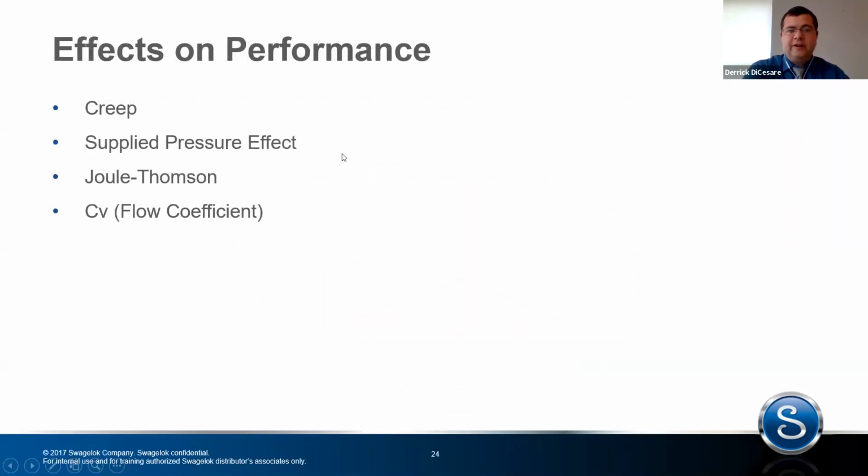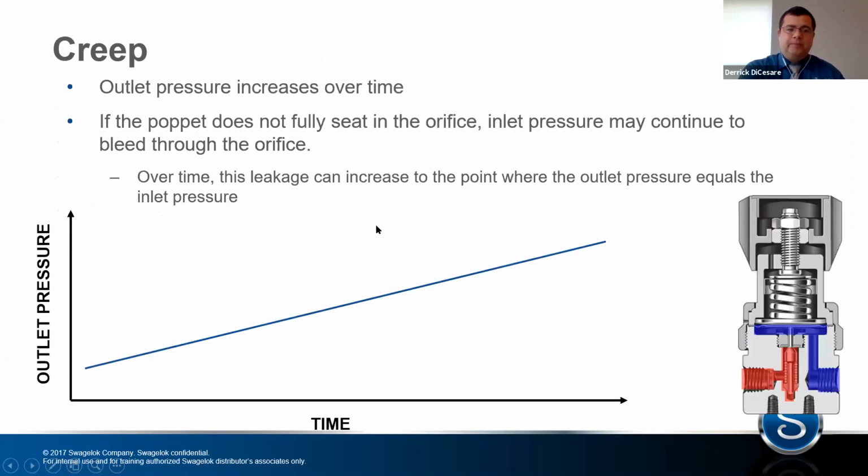So we think about some other effects on the performance of the regulators. We have creep. Creep is the outlet pressure increasing over time while the regulator is supposed to be in an off orientation, which means that the poppet's not fully engaging with the seat. It's not creating a good seal. Typically, this is caused by particulate or debris, or infrequently deformation. Usually it's debris from not being properly filtered.